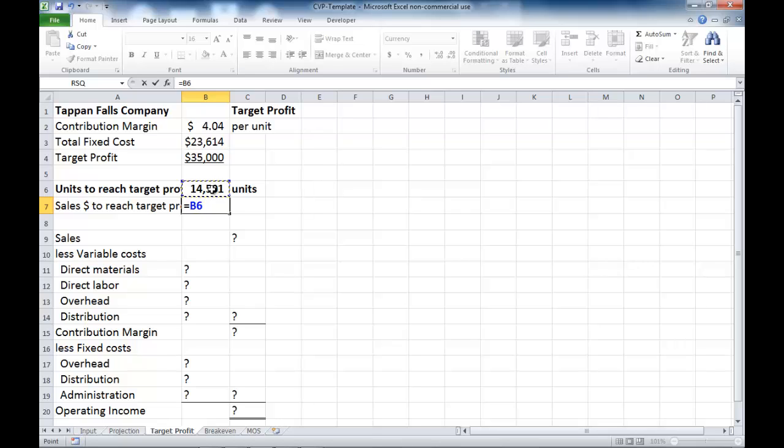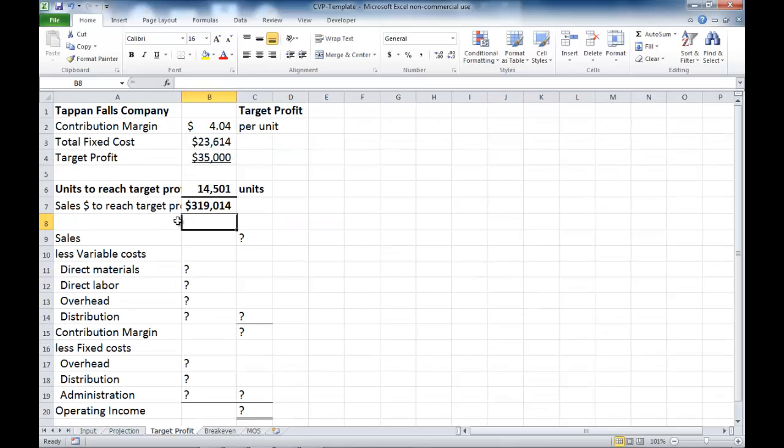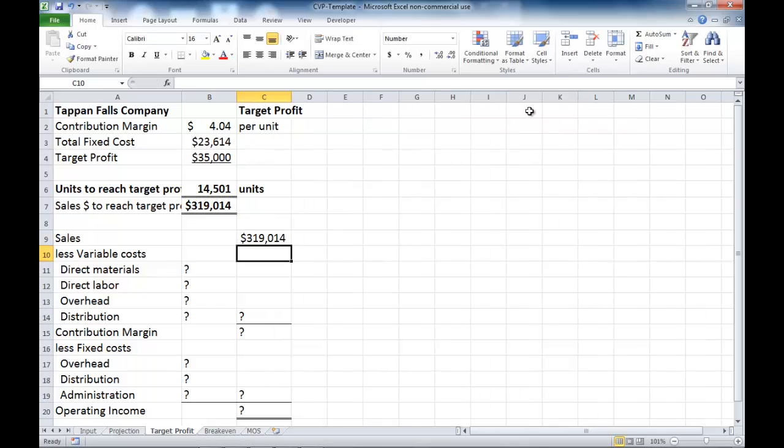So I'm going to calculate that in dollars now, and I'll simply multiply my 14,501 in units times my $22 sales price. So I'm going to need $319,014 in sales revenue to earn $35,000 in target profit. Let's prove it.